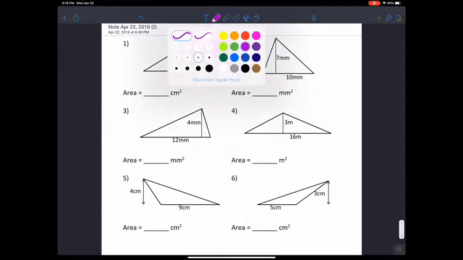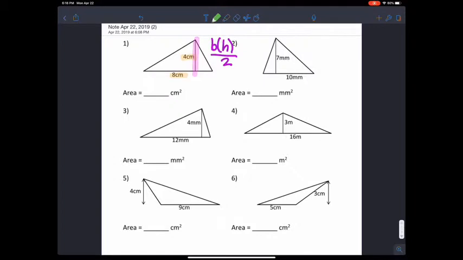Alright, now we're going to plug in the numbers. We're going to use green. So we're going to do 8 times 4 divided by 2. And 8 times 4 is 32 divided by 2. And that's going to equal 16. So your answer is 16 centimeters squared. Don't forget that squared unit because we're talking about area.